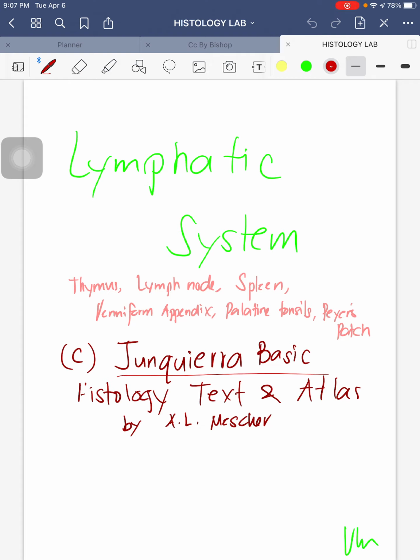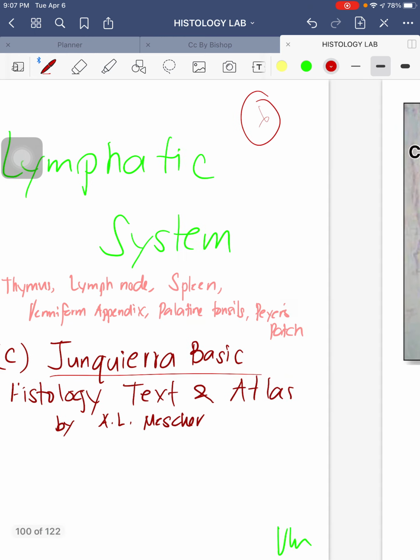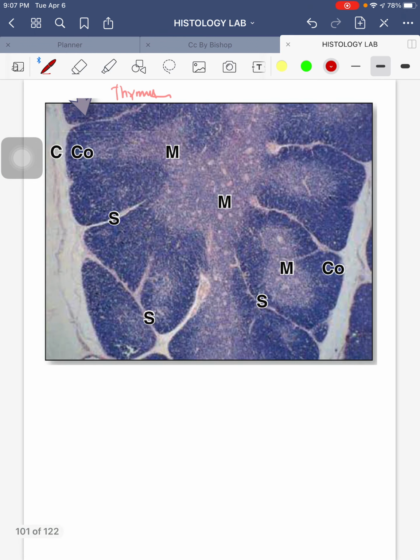Laboratory periods or systems to tackle before the semester ends. Okay, so for today, there are 6 specimens or organs under the lymphatic system. Again, credits to Junqueira's Basic Histology Text and Atlas, where I got most of the reference from. Due credit to them, and to A.L. Mescher. So let's begin.